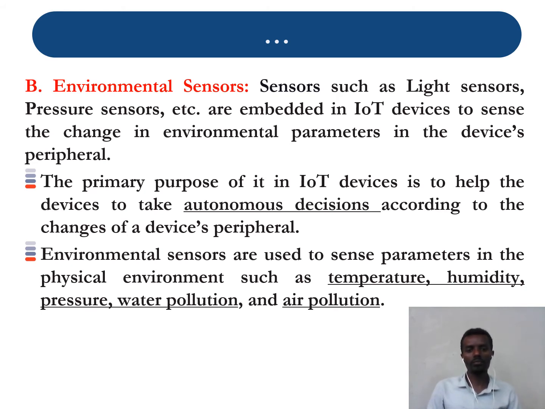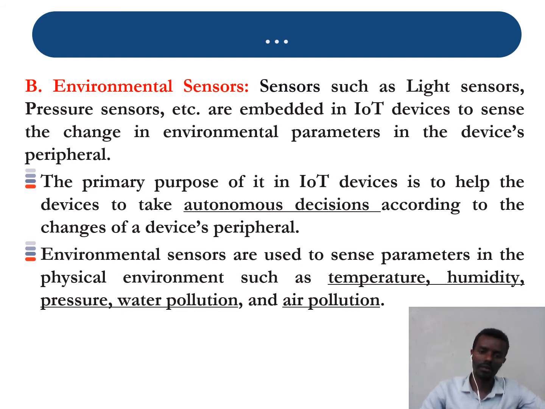This environmental sensors' primary purpose is what? It helps the devices to take autonomous decisions according to the change of the environment. That means automatically giving some decision by recording or capturing the things which are found in the environment. So these environmental sensors are used to sense the parameters in the physical environment, like, as we said before, the temperature, the humidity, the pressure, and the water pollution or air pollution can be detected by these environmental sensors.